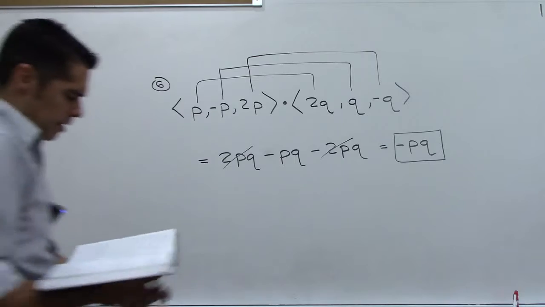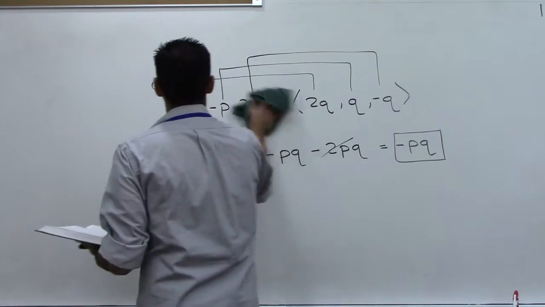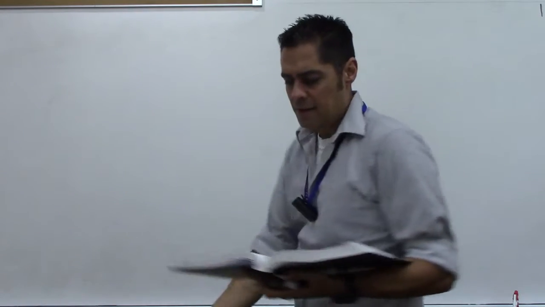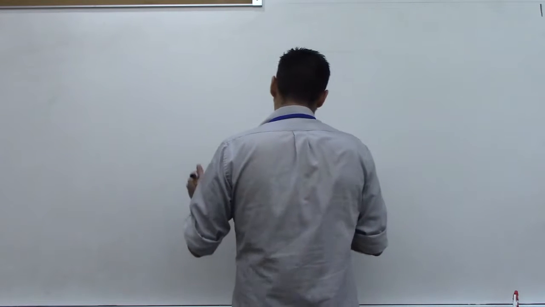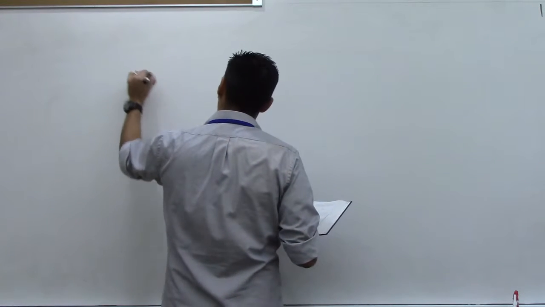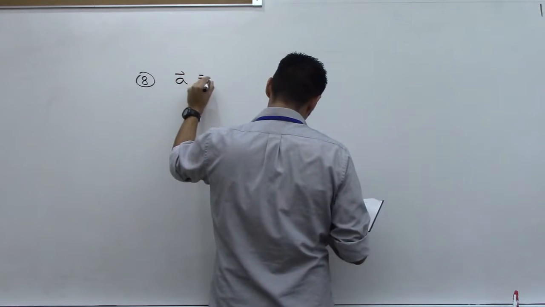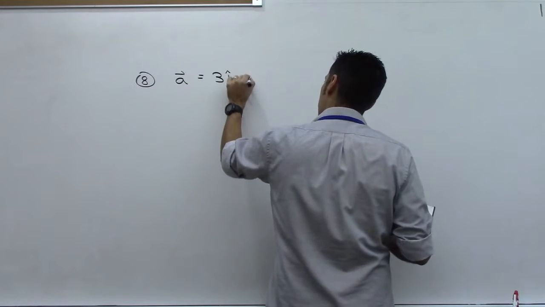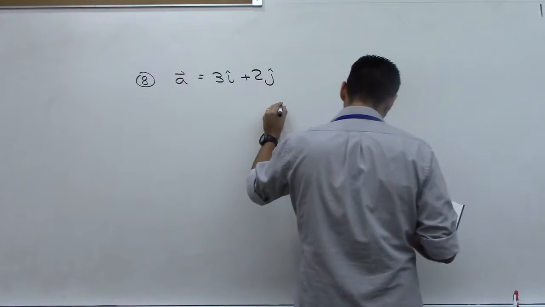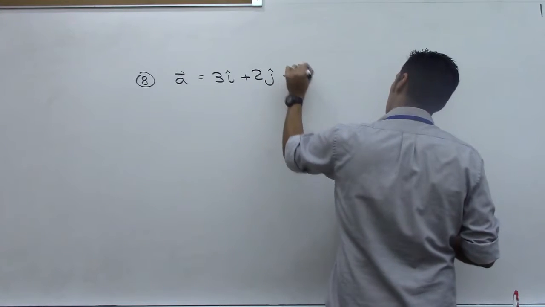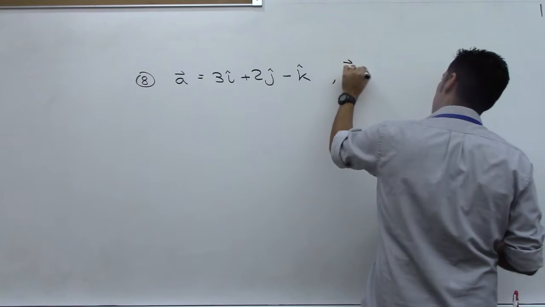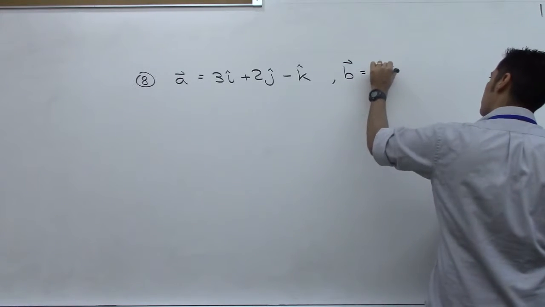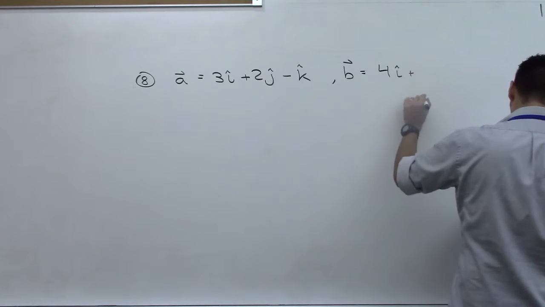All right, number 8. Let's look at 8. I'm skipping 7. So on number 8, you first need to be able to convert this I hat, J hat, K hat notation. They give you the vector A is 3I plus 2J minus K. And they give you the vector B is equal to 4I plus 5K.